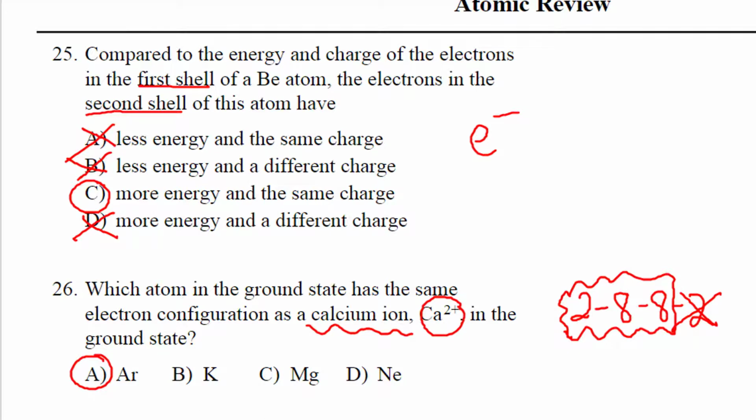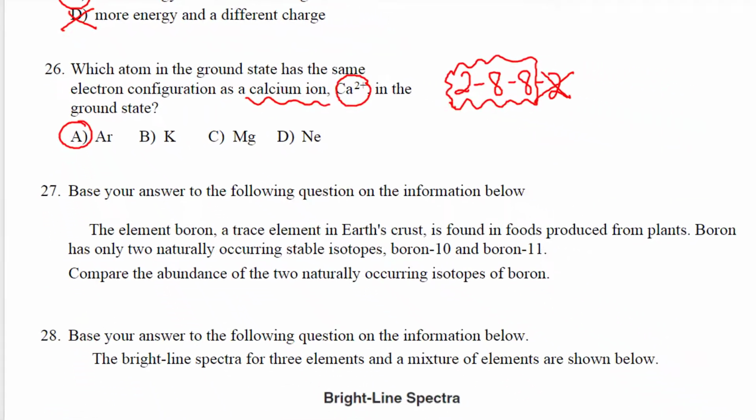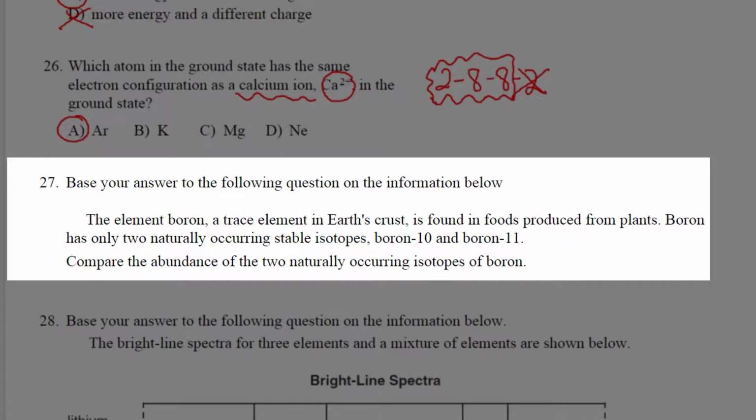Let's go to question 27, and this is a free response question. Base your answer to the following question on the information below. The element boron, a trace element in the Earth's crust, is found in foods produced from plants. Boron only has 2 naturally occurring stable isotopes, boron-10 and boron-11. It says compare the abundance of the 2 naturally occurring isotopes of boron. I'm going to give you a couple minutes to think about and answer this question.